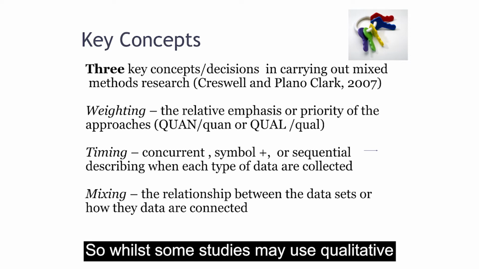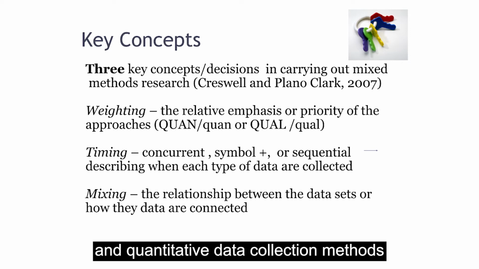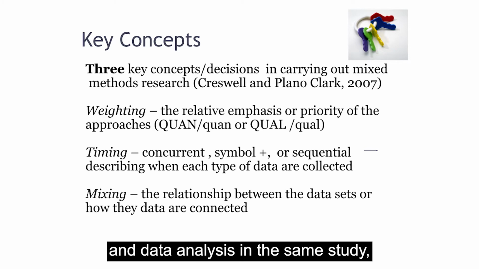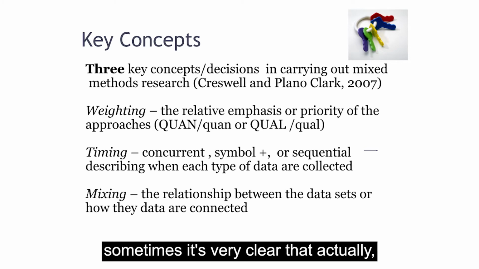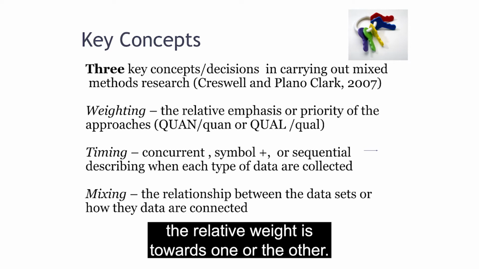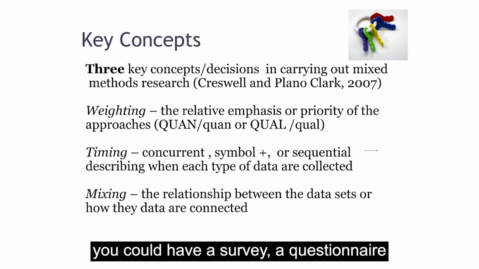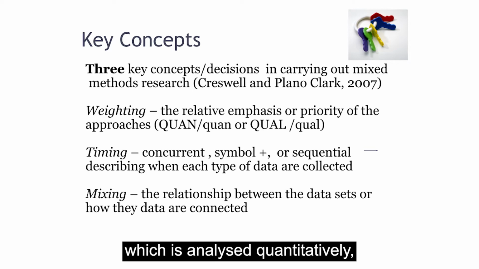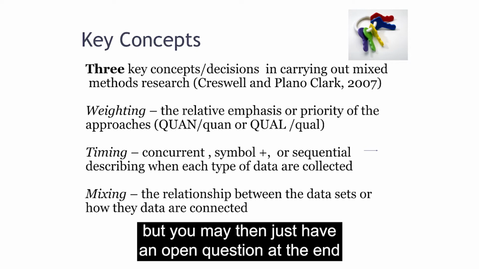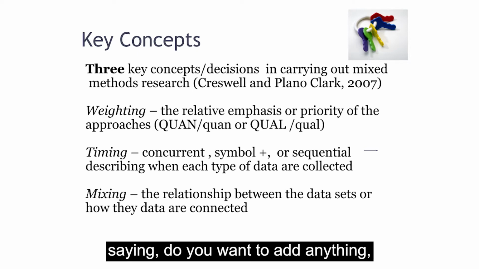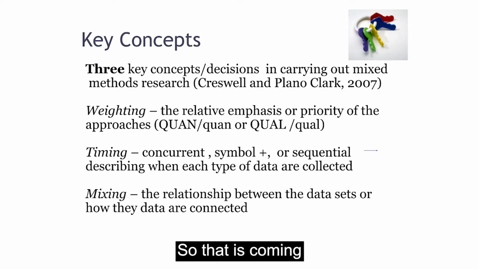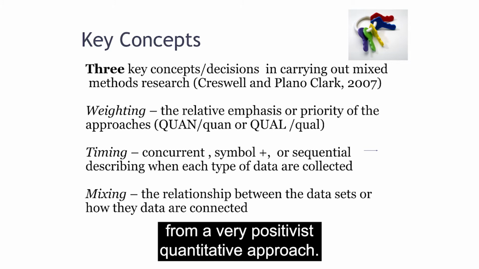Whilst some studies may use qualitative and quantitative data collection methods and data analysis in the same study, sometimes it's very clear that the relative weight is towards one or the other. For example, in behavioural sciences, you could have a survey, a questionnaire, which is analysed quantitatively. But you may then just have an open question at the end saying, do you want to add anything or do you have any comments about the things you've just answered? That is coming from a very positivist quantitative approach.